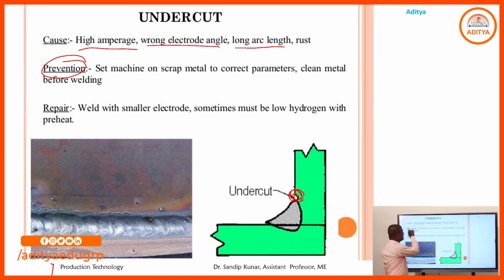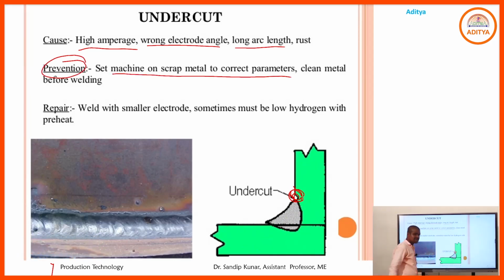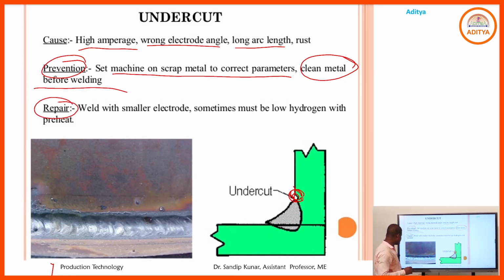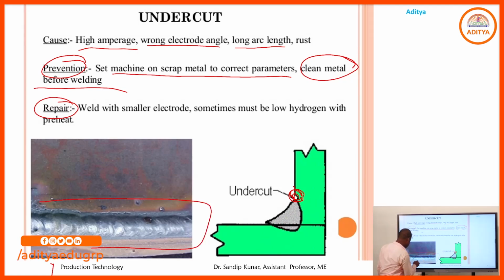What are the preventions? First, set the machine on scrap metal to the correct parameters. First, we set the correct parameters. On those particular parameters, we do the welding. And clean the metal surface before welding. Also, we clean the surface before welding. How to repair these things? This type of undercut occurs on the weld surface.